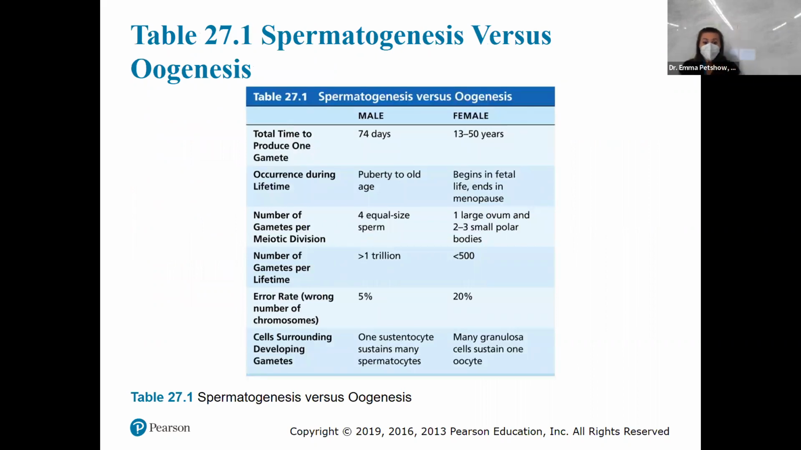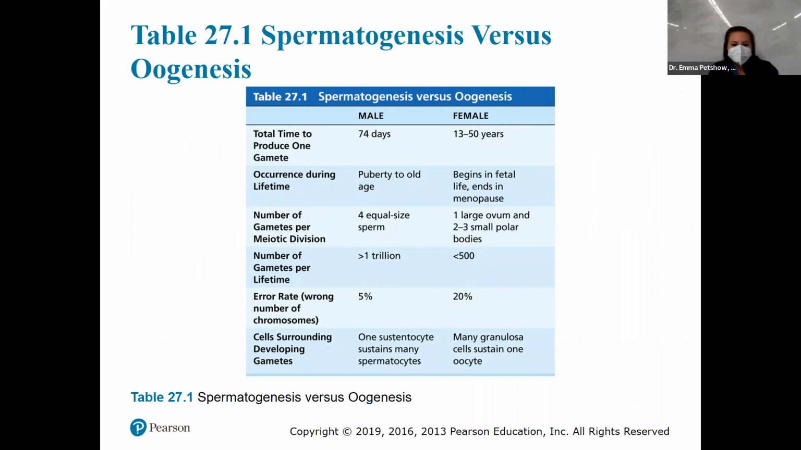And you can see the total time to produce 1 gamete: 74 days for males, 13 to 50 years for females, right? Depending on when you have that ovulation. And 50 years is average, right? Some people end menopause at 40. Some people go on until their late 50s or even 60s sometimes.